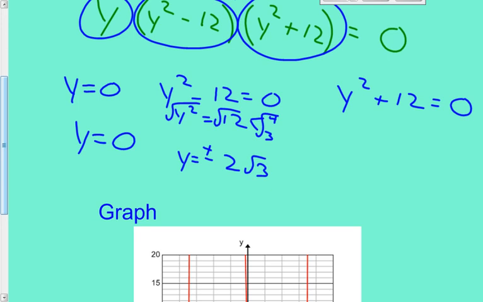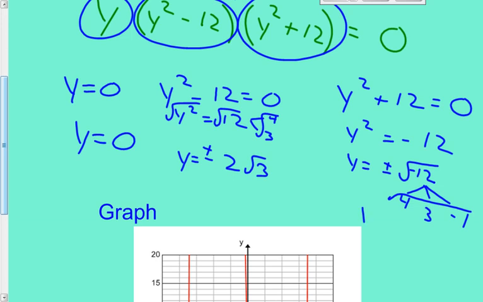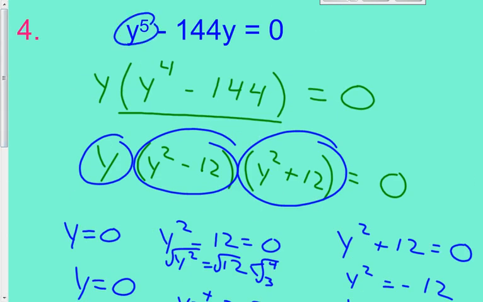And then for our third one, y squared equals a negative 12. And then when you square root both sides, y equals plus and minus the square root of a negative 12, which breaks down into 4 times 3 times a negative 1. If you forgot what all of these mean, let's refresh your memory. The square root of 4 is 2. The square root of a negative 1 is i. So you can bring out 2i, and then you're left with the square root of 3 underneath the radical. So y equals plus and minus 2i square root 3. So going back up to the top, you should have 5 answers.